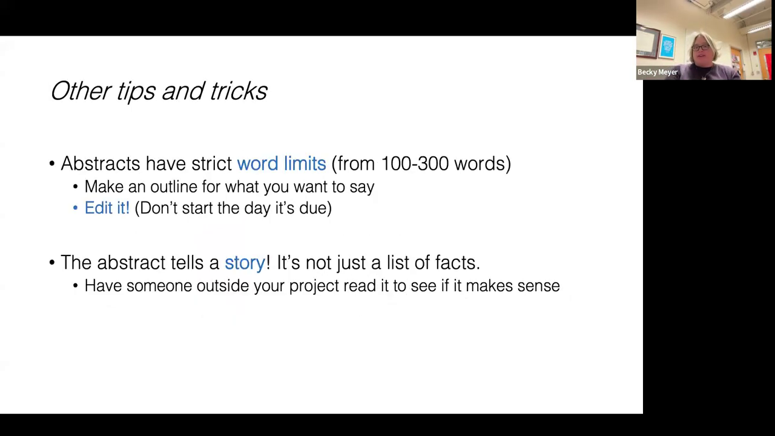But the last thing I wanted to say before going back to that original visual is just thinking about other tips for writing an abstract, because they are so important and surprisingly difficult to do, because you're taking months of work and condensing it into a very small space. So one thing to note is that abstracts almost always have very strict word limits.